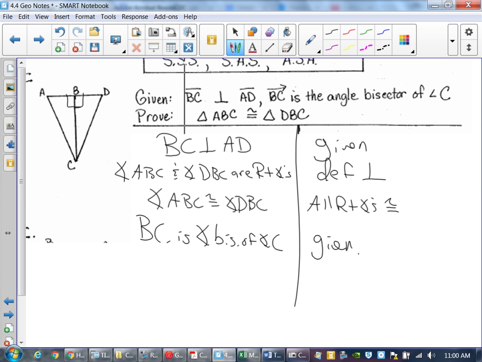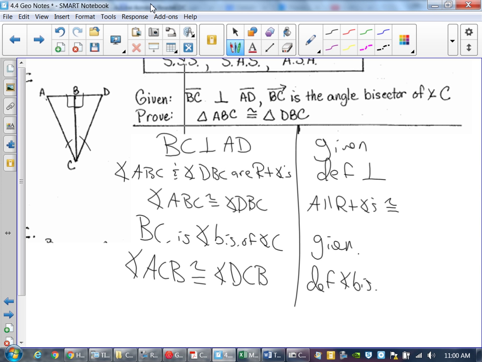No, it's AC. Angle bisector. Definition of angle bisector. AC is an angle bisector of angle C, which means that those two angles are the same. You mark the diagram. Follow the letters. A, C, B. D, C, B. Definition of angle bisector. There it is.